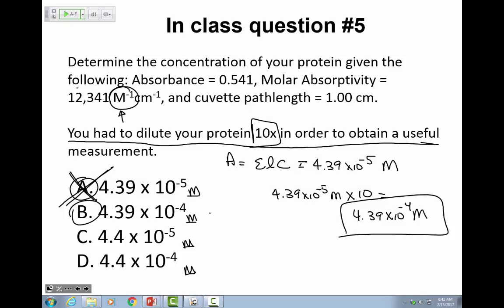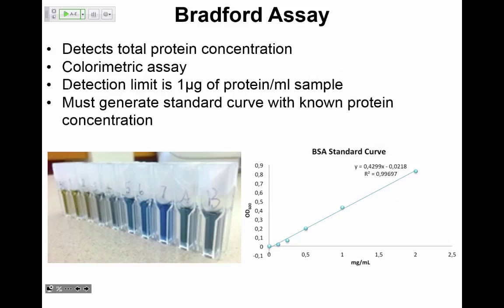The other method, you guys don't use this in lab for some reason, maybe because we don't have enough specs that read 280. The other method is a colorimetric assay. You get these beautiful blue colors. This is called a Bradford assay. This is what you use in lab, and we use this in my lab. People use either method, and you should get the same answer using either, right? The concentration of your protein is the concentration of your protein.